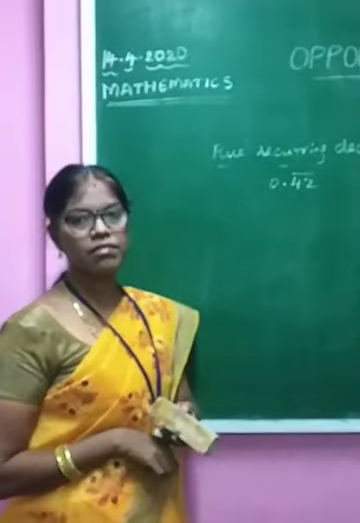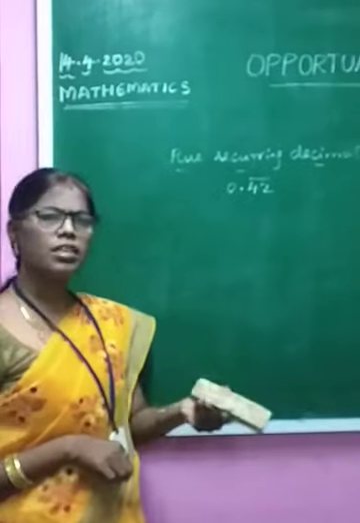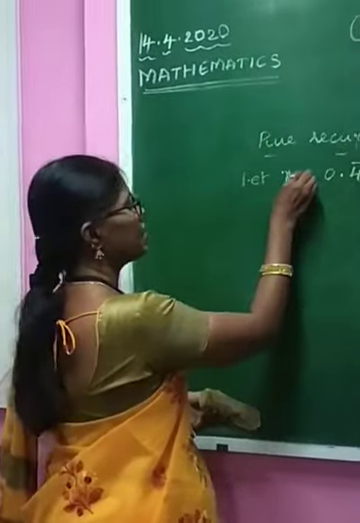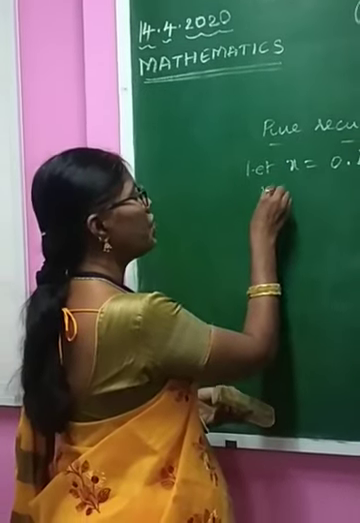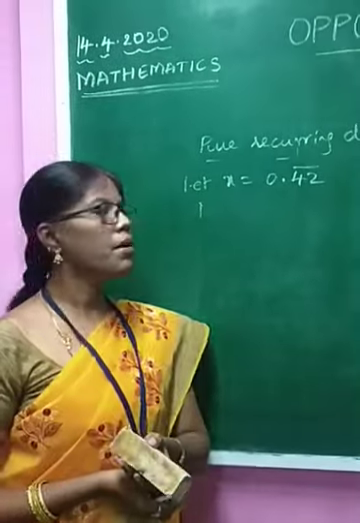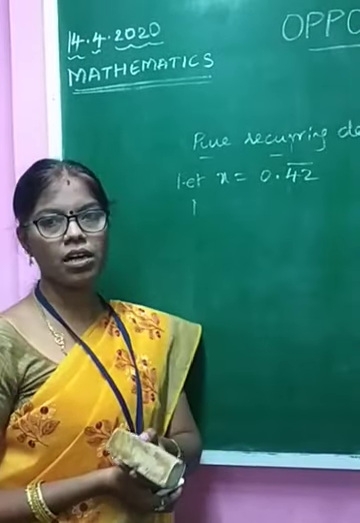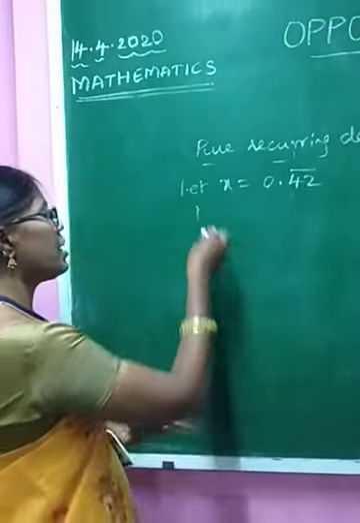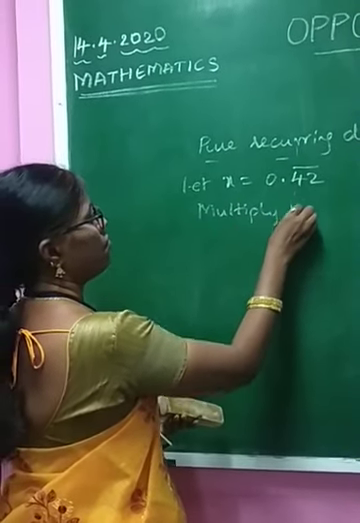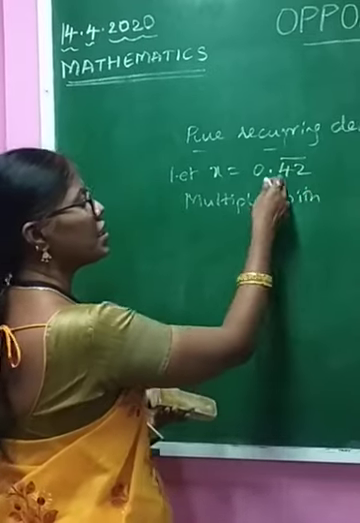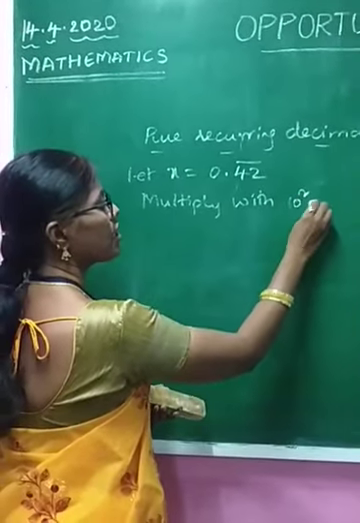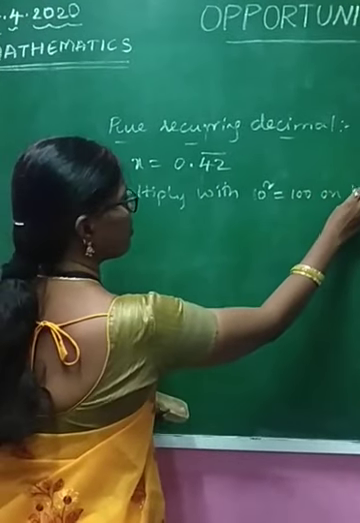This we are going to convert into the form of p by q. This you know already, you learned it. So let us assume it as x. And here we have to see the period and periodicity. What is the period? Period is 2. So here let us multiply with, how many digits in the recurring part? 2 digits. So multiply with 10 square, that is 100, on both sides.